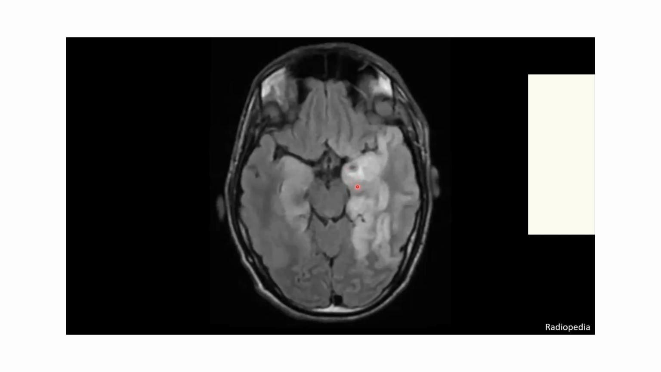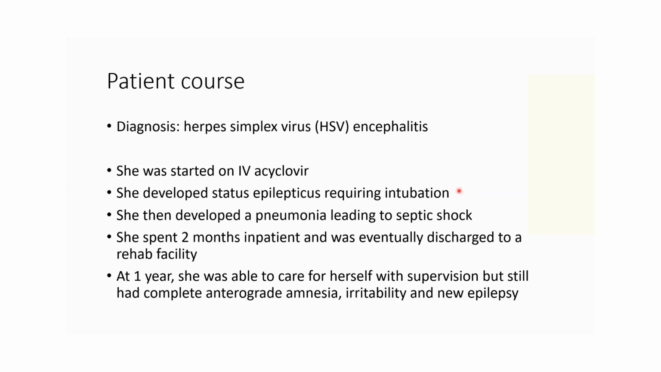This is an encephalitis, itis being inflammation, encephal being brain. So she has inflammation of the brain due to the HSV virus. So she was diagnosed with HSV, herpes simplex virus encephalitis. She was started on IV acyclovir, which is an antiviral. She developed status epilepticus, meaning ongoing prolonged seizures that eventually do cause brain injury if they go unchecked. She then developed a pneumonia leading to a septic shock.